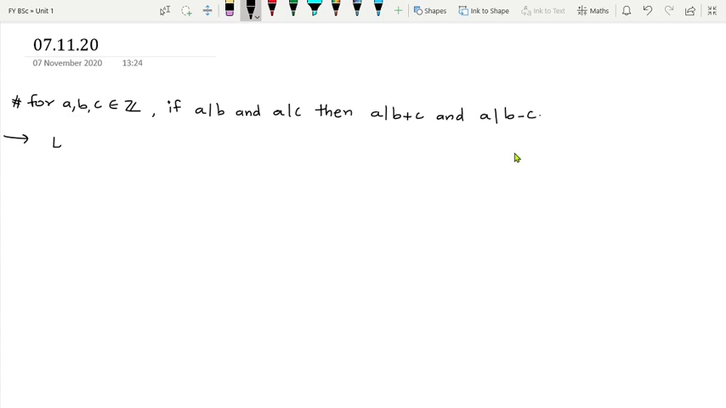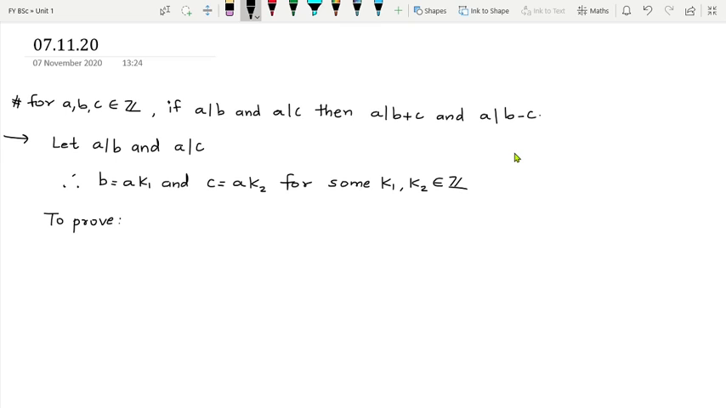So first of all, let A divide B and A divide C. Now since A is dividing B, therefore what can you say? Therefore B will be equal to A K1 and C will be equal to A K2 for some K1, K2 belonging to Z. So we have to prove two things. The first one is A divides B plus C, and the second one is A divides B minus C.